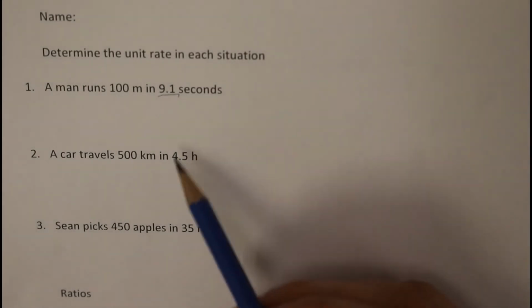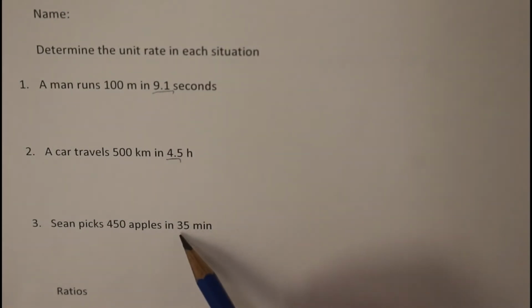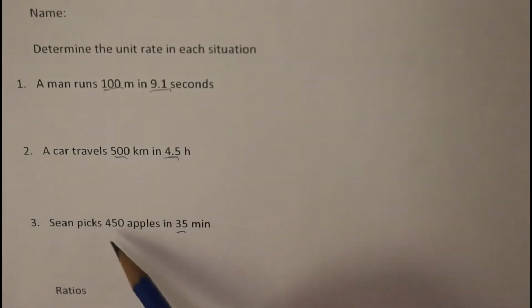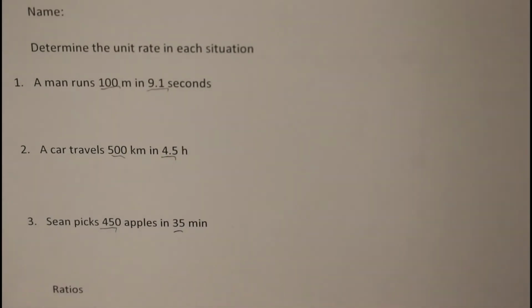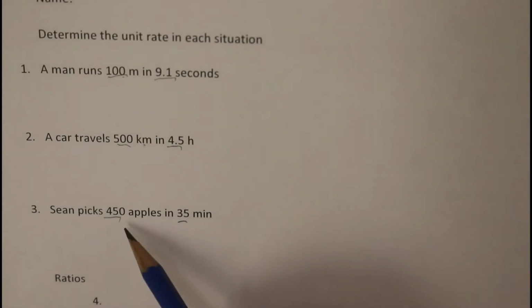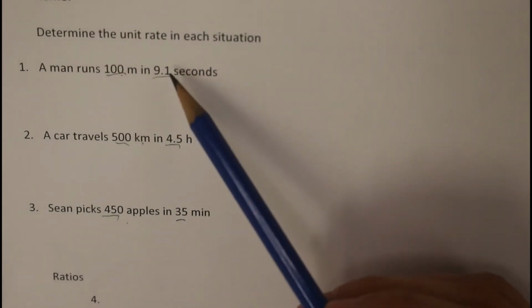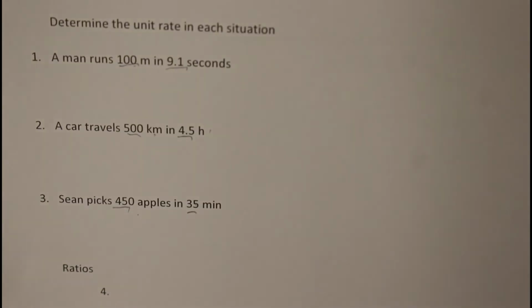The rate is all gonna be time, and the units are all distance, but it could be dollars and apples. It could be anything like that, but this is all distance and time. So the unit is meters, kilometers, apples, and then the rate is how fast you do something: seconds, hours, minutes. To find this, you just take the unit and divide it by the rate. So these are all in order. They're not always going to be in order.